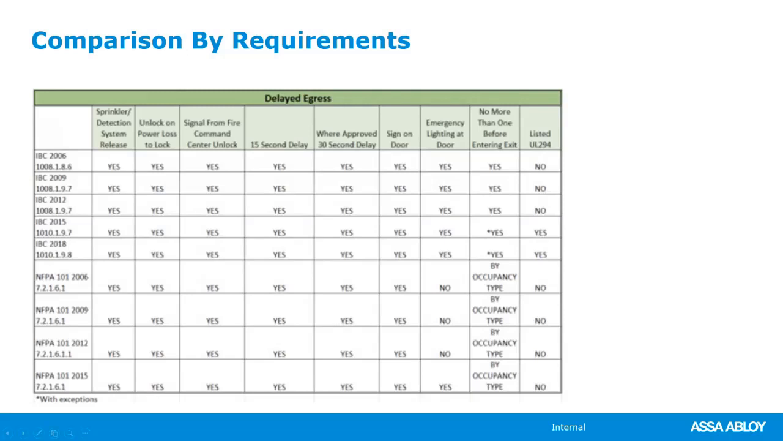UL 294 is relatively new. It was started to be required in IBC 2015 and beyond. And again, if you want to take a picture of this slide to use it as a cross-reference, these are the kinds of things that I'll do. I used to be a specification consultant. For 11 years, I wrote specifications, and it's important if I'm doing projects in many different states to understand and recognize what that city, what that state does or doesn't allow for delayed egress and locking hardware.